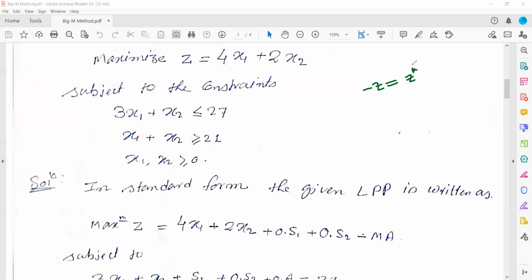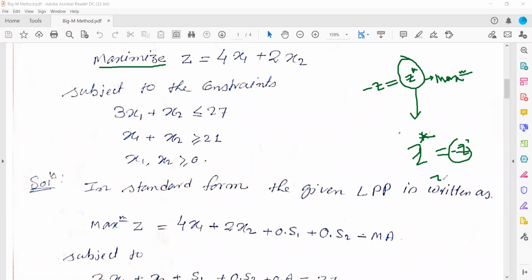So if this is your minimization problem, you need to multiply by minus, so that minus z equals Z star. Then this problem becomes a maximization problem. You solve this by the big M method, and at last you will get the value of Z star, and Z star is equal to minus Z. So Z equals minus Z star, and you will get the solution.